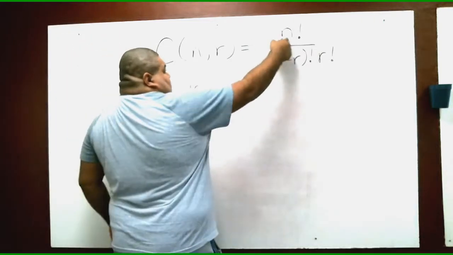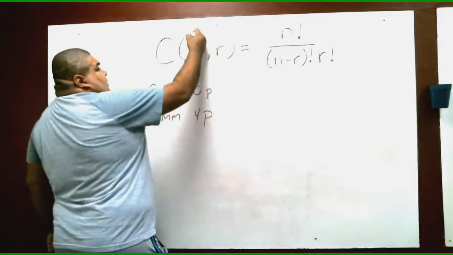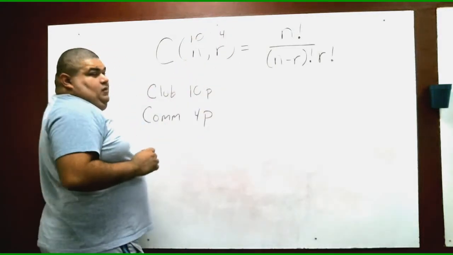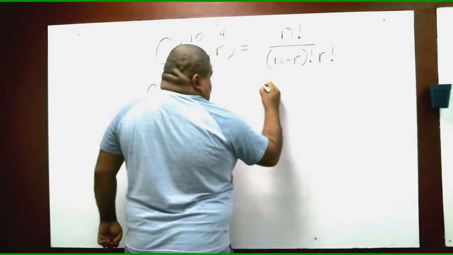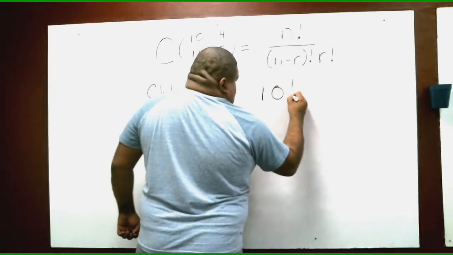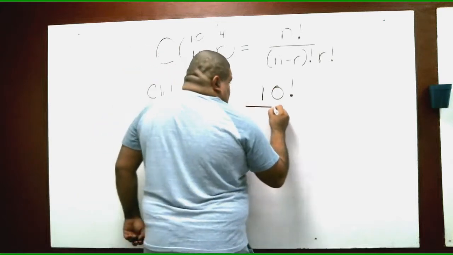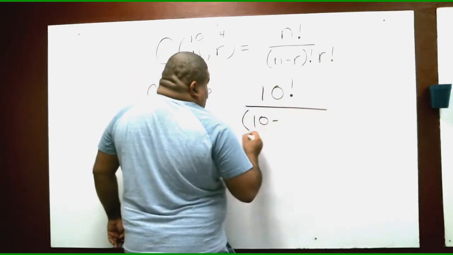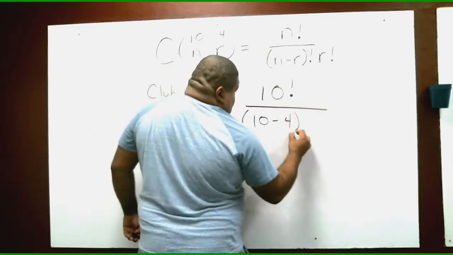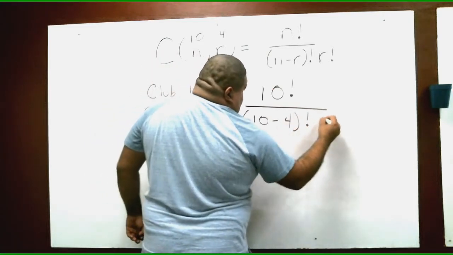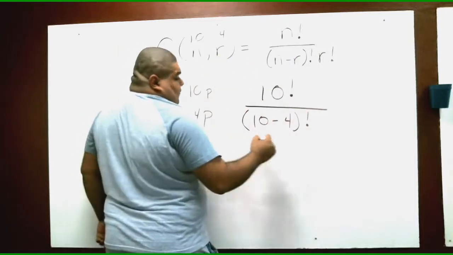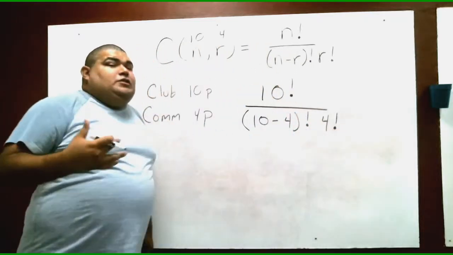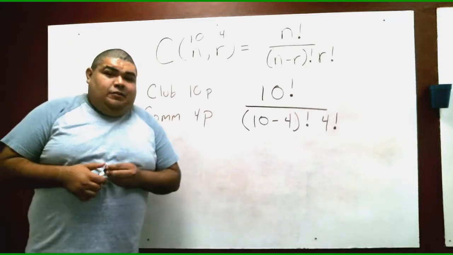So we have n, again, which is our total. So 10 is our total. 4 is our r. So we can say 10 exclamation point over 10 minus 4 exclamation point, and then again r, which is another 4 exclamation point. Okay? All we did is just set it up. We haven't solved anything. All we did is plug it in.